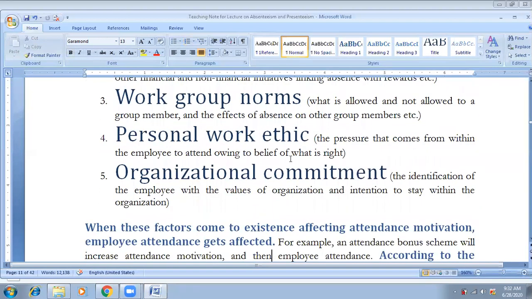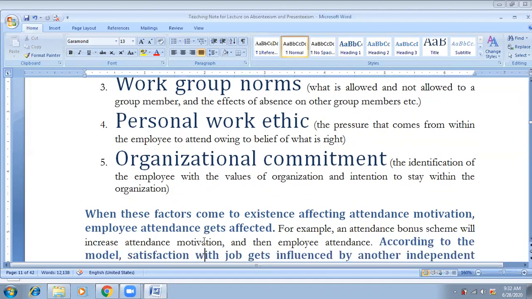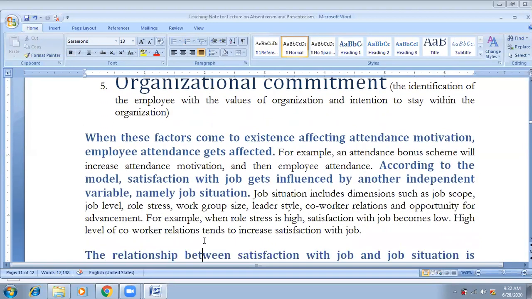Then the pressure to attend gets increased there. Organizational commitment will also increase. If this is higher, then the pressure to attend also becomes higher. When these factors come into existence, affecting attendance motivation, employee attendance gets affected.